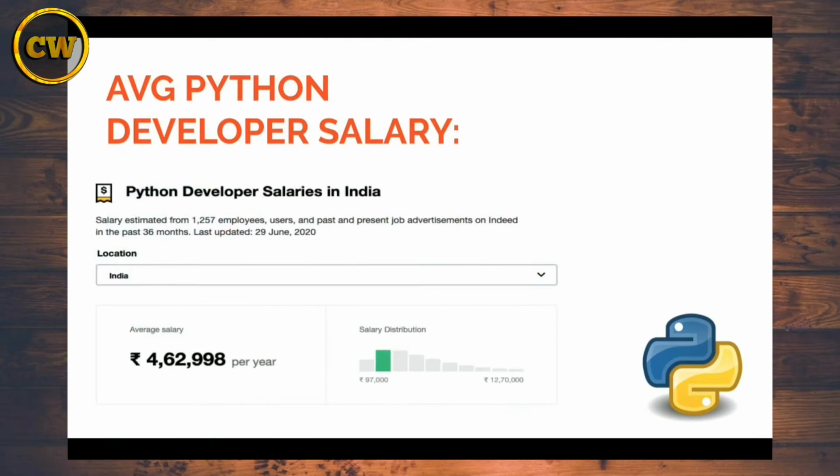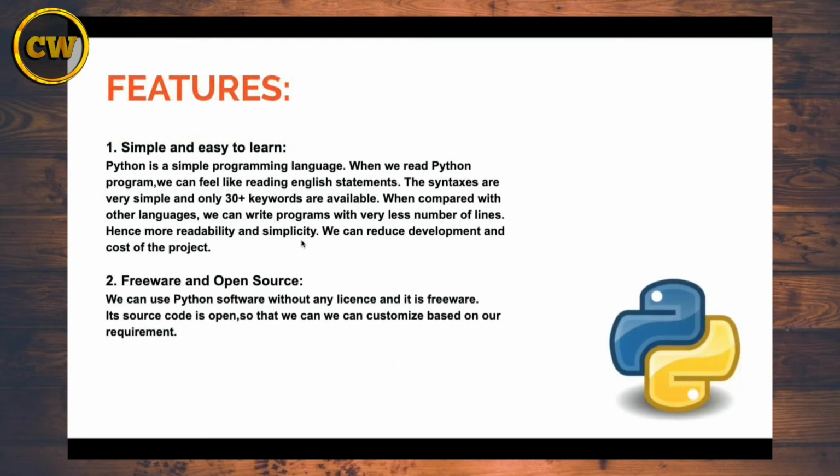So we'll see what the average Python developer salary is. The average Python developer salary is nearly 4,62,000, nearly 63,000. These are the latest statistics from 29th June 2020.